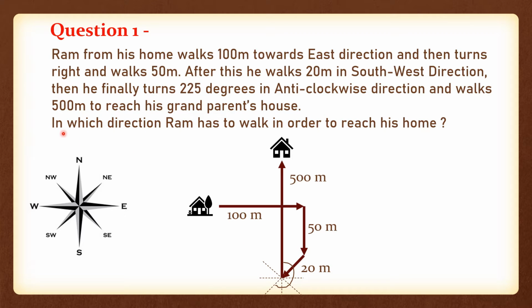Okay, now in which direction does Ram have to walk in order to reach his home? So the main question here is, in which direction does Ram have to walk in order to reach his home? Means this was Ram's home and this is grandparents' home. So now Ram is here in his grandparents' home. So from here, in which direction is he to move in order to get to his home? Definitely the direction is this.